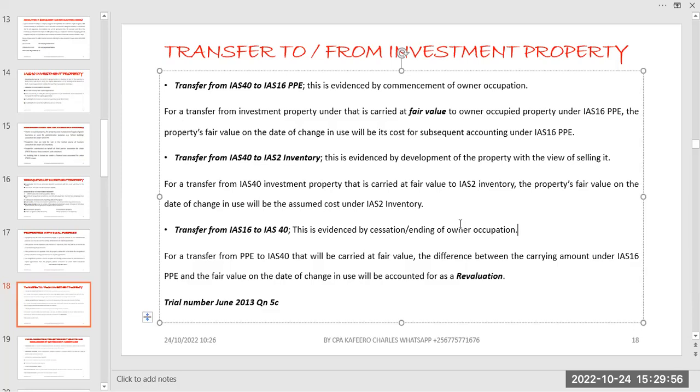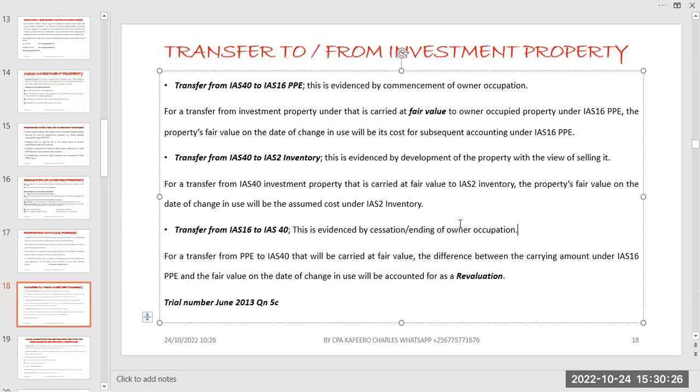So IS16 to IS40, this is evidenced by cessation or ending of owner occupation. Remember, we said in IS16 PPE that they are used by the owners for generation of revenue. So if they stop using them and they give them to others, that's what we call cessation or ending of owner occupation. They are no longer being used by the organization.